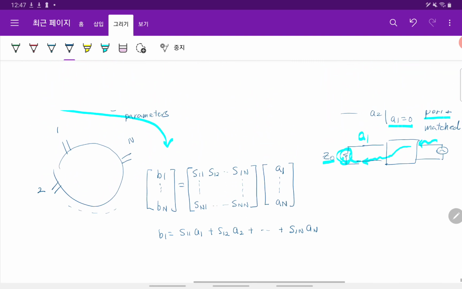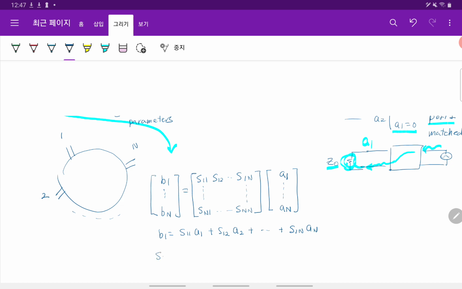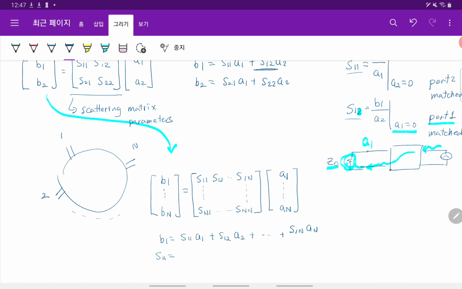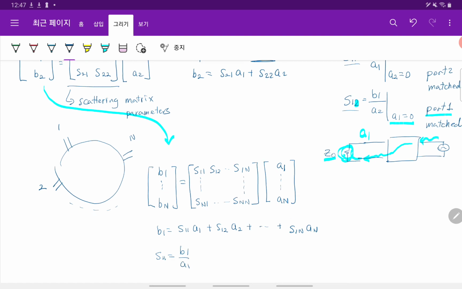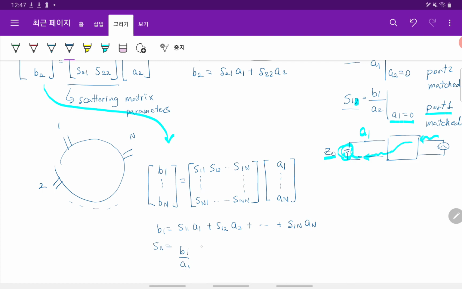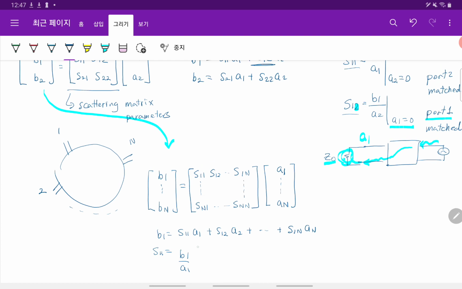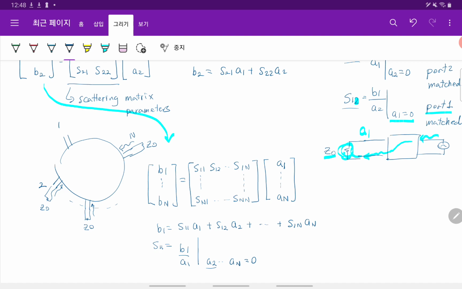Right, so to measure S11 for this case, it's basically a relative measurement, right? Incident wave to the reflected wave, but then A2 to An should be 0. What that means is all other ports should be matched to Z0, right? So all the ports become 0, right? So this is an S parameter.